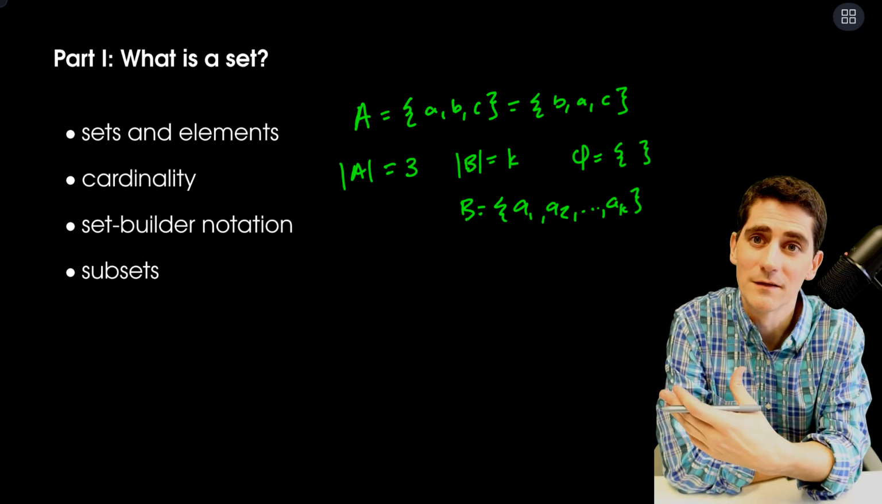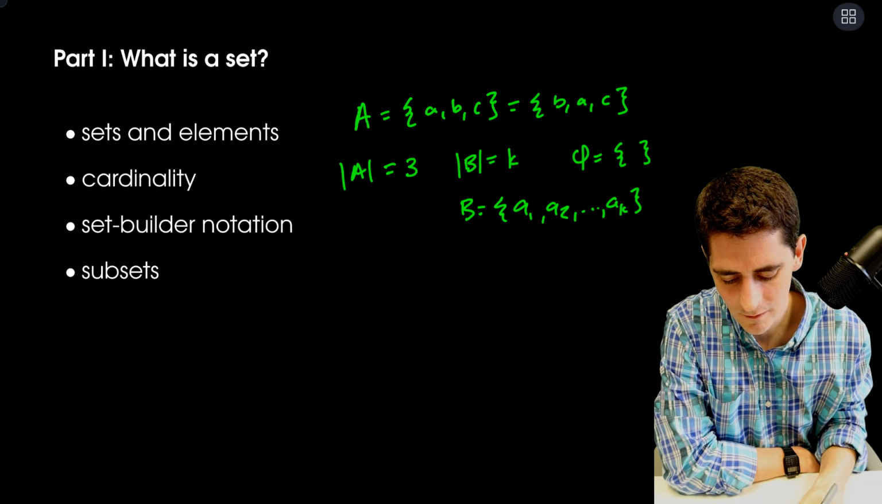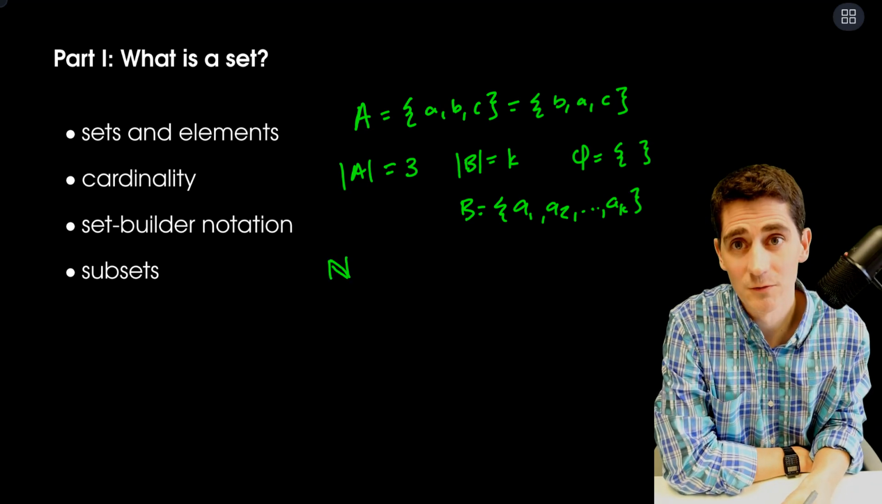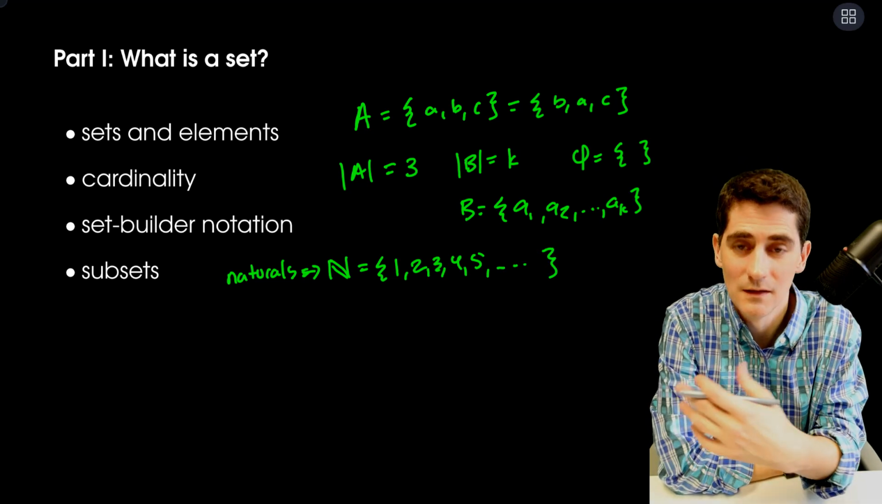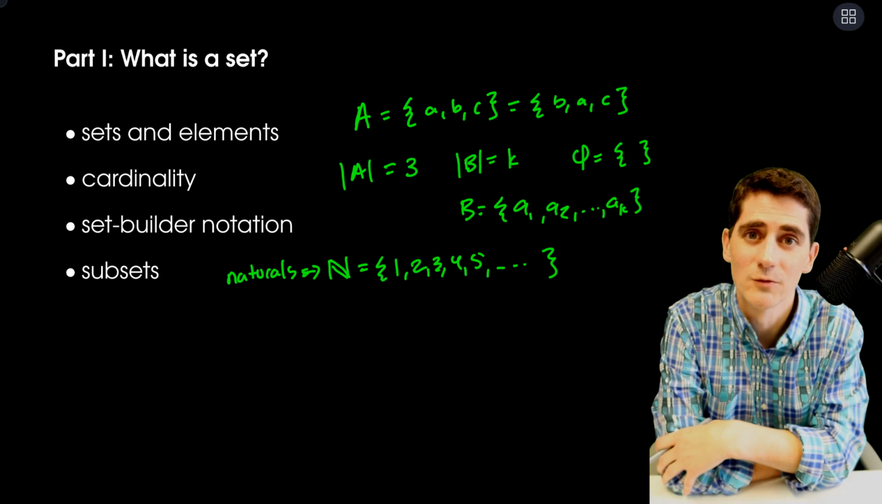Well, what about an infinite set? Could we have sets with infinite things? Yeah, of course. So we'd use this double stroke N to stand for the natural numbers. And that's the set starting at 1 and just counting up 2, 3, 4, 5, 6, 7, etc., all the way out to infinity. These are the natural numbers.